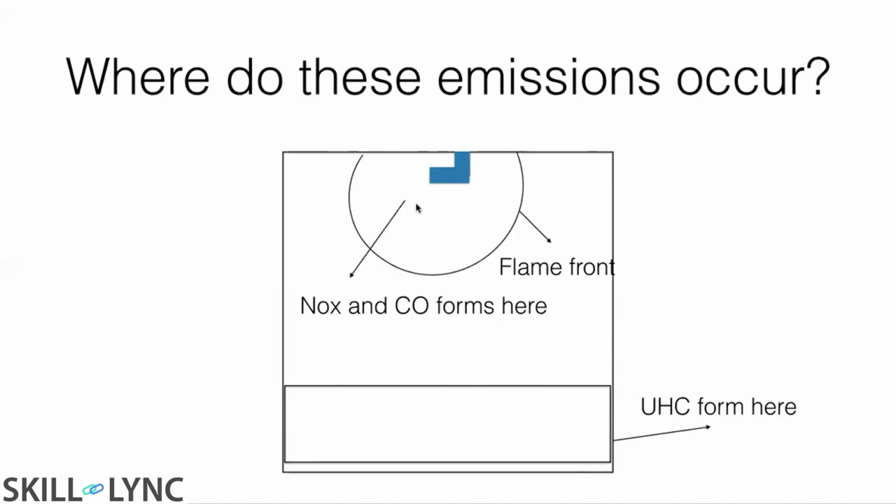Let us say combustion takes place. Here, this black line that I've drawn, let us say that is the flame front. Inside that you have burnt gases, and outside you have unburnt gases. The burnt gases are at a higher temperature. Now, when temperature is high, that is going to promote the formation of NOx and also the formation of carbon monoxide.